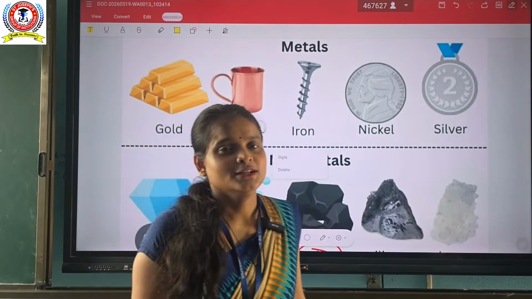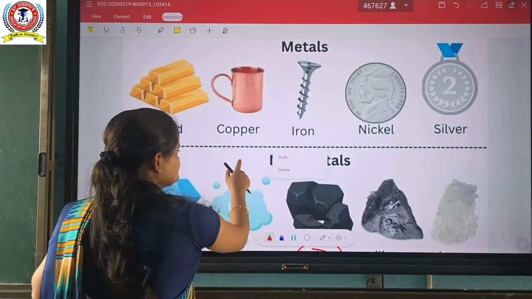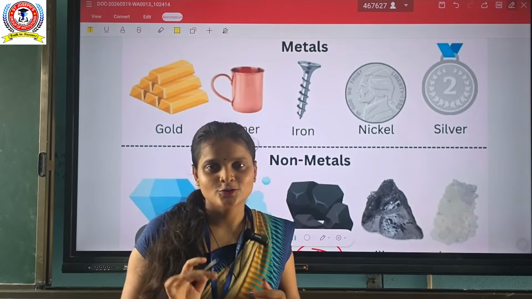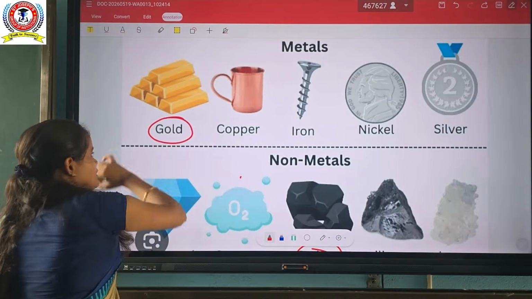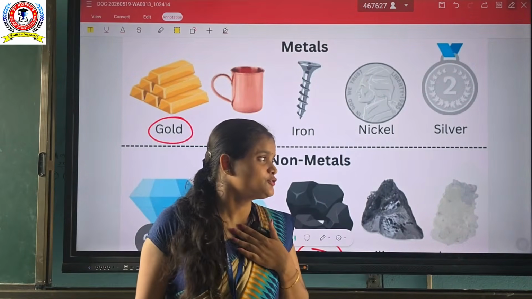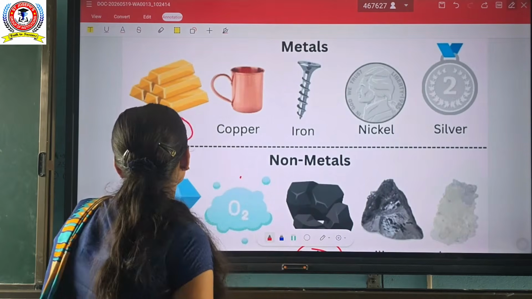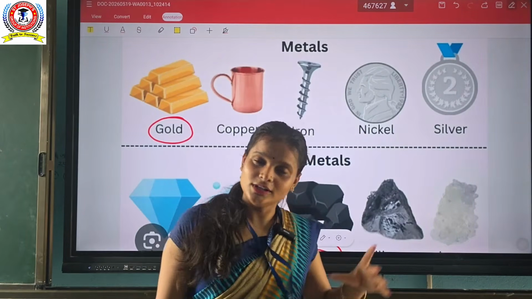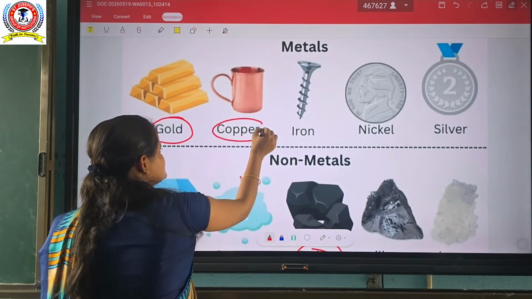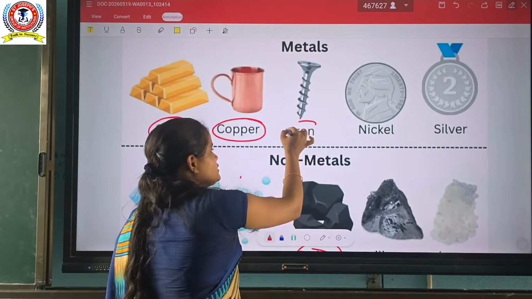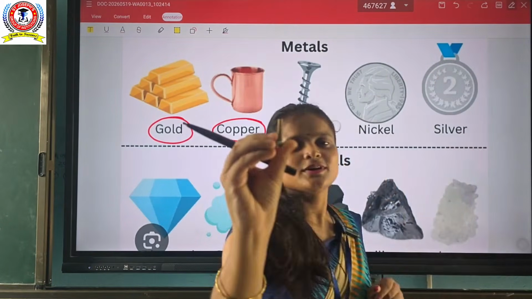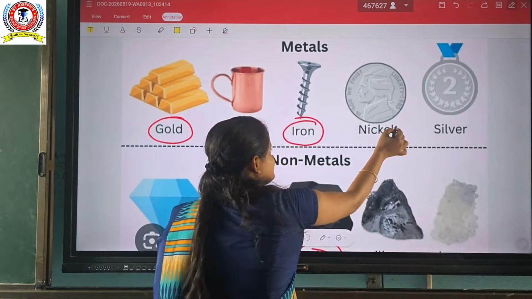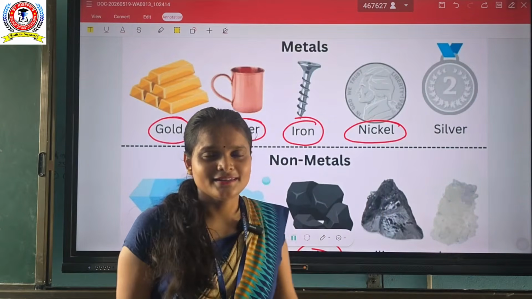Look at this figure. Look at this figure carefully. You can easily identify which substance is metal, which substance is non-metal. We note that gold is used in our life. All people wear gold, like jewelry, like bangles, like bracelets. That is made up of metal, and gold is a hard metal. Copper is a metal. Iron nail, I will show you that. This one is your iron nail. This one is a metal. Second one is nickel. Sorry, nickel.